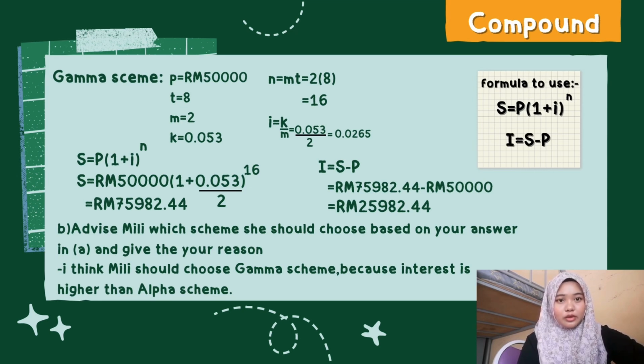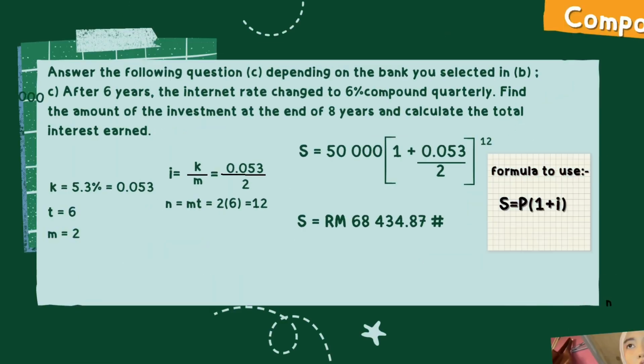75,982 ringgit 44 cents. For I, we use the same formula too, which is I equals S minus P. So 75,982 ringgit 44 cents minus 50,000, and we got 24,982 ringgit 44 cents. So for B, I think Millie should choose the second plan because the interest is higher than the first plan.